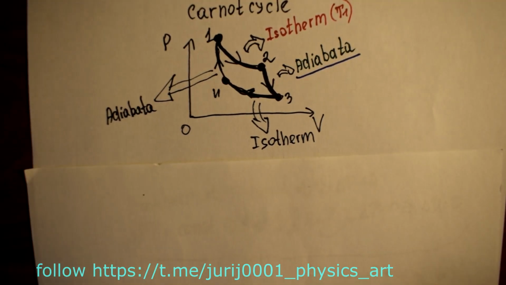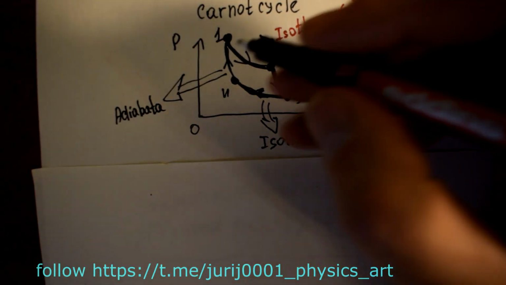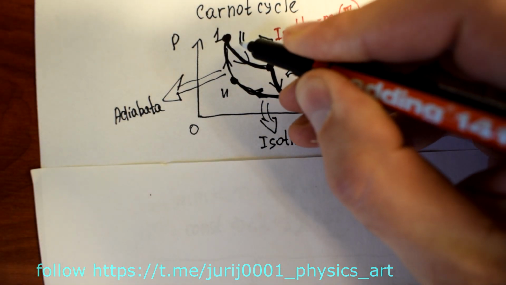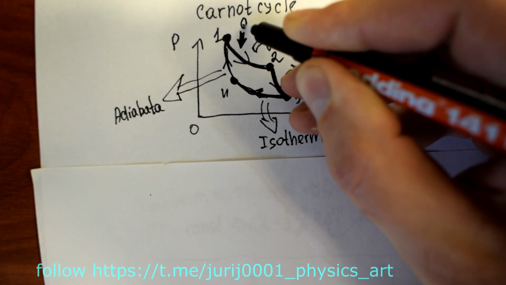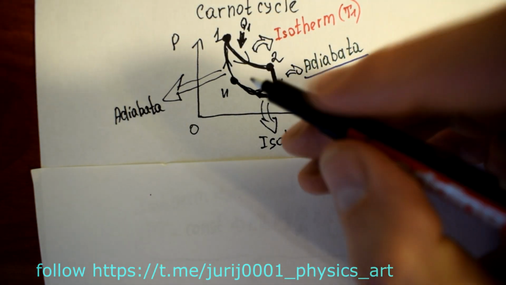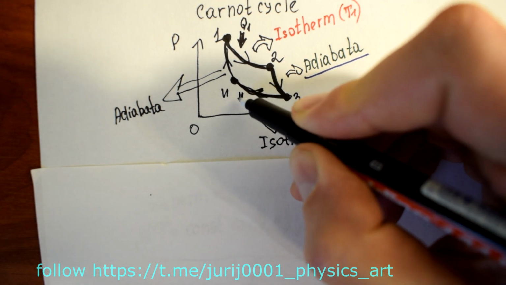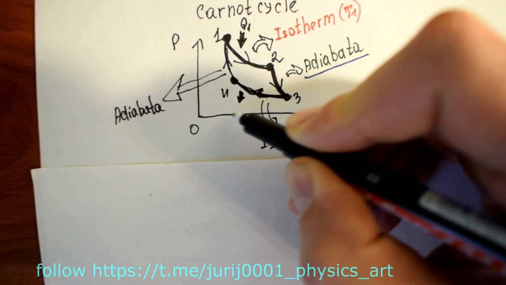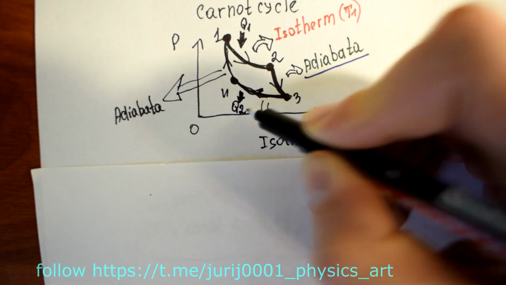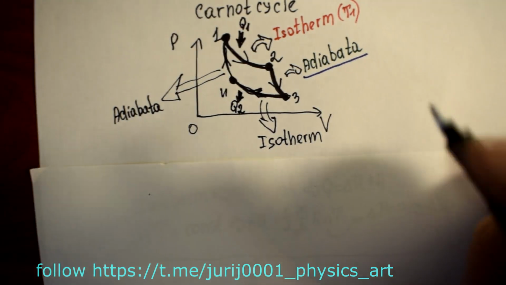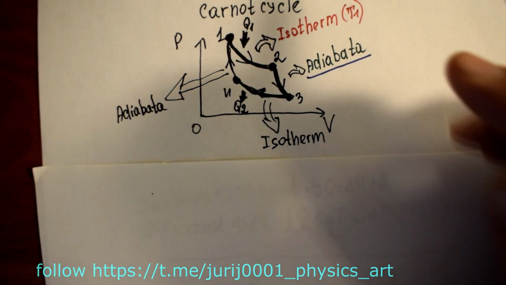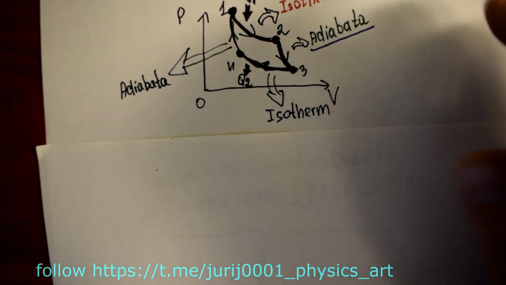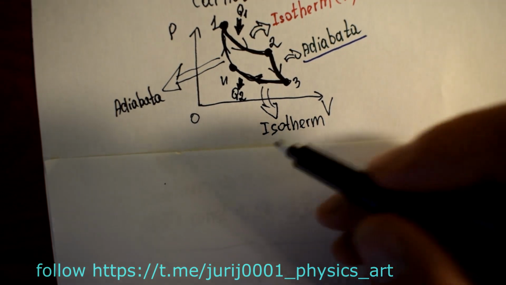Let's go back to our drawing and look at it. It is obvious that in section 1-2 the system received an amount of heat, and in section 3-4 the system gives off an amount of heat. It remains for me to calculate the total work. To do this, I separately show the work and the amount of heat for each process.